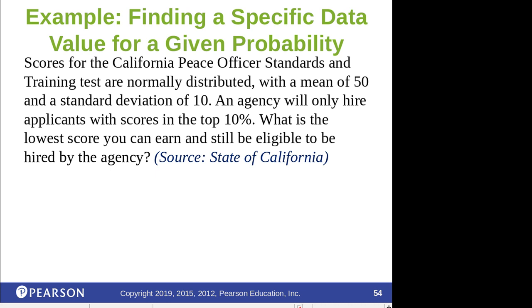So what we're going to do here is we're going to find a specific value for a given probability.